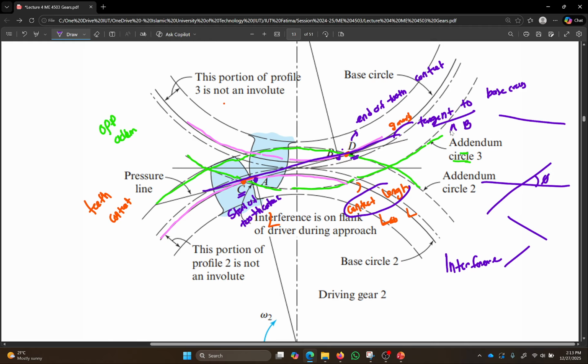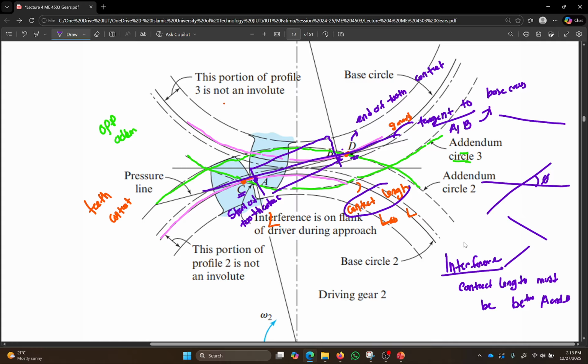At B point and A point, they are tangents to the base circle. C is the start of contact. D is the end of contact. Okay, to prevent interference, the contact length must be between A and B. Your contact length must be between here. The contact must happen in this short region to prevent interference.